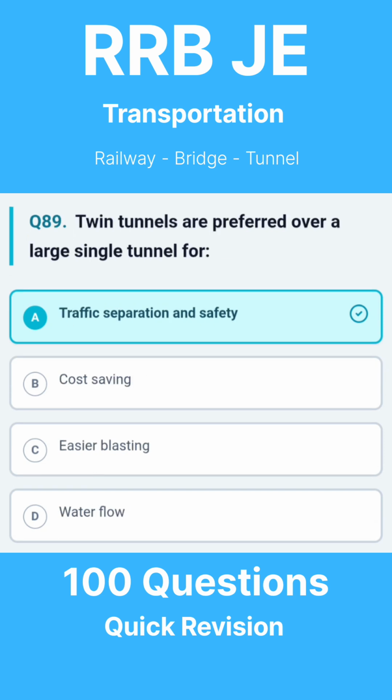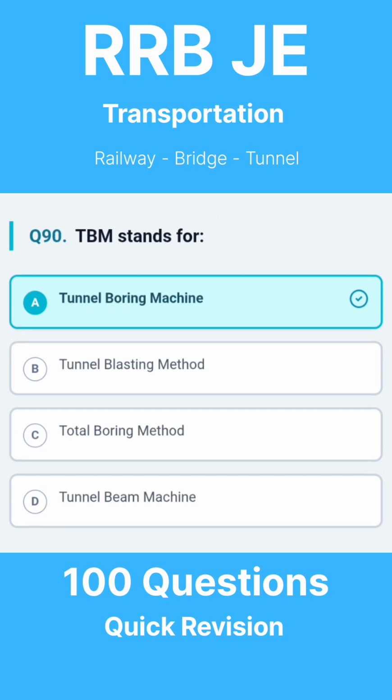Question 89. Twin tunnels are preferred over a large single tunnel for? The correct answer is traffic separation and safety. Question 90. TBM stands for? The correct answer is tunnel boring machine.